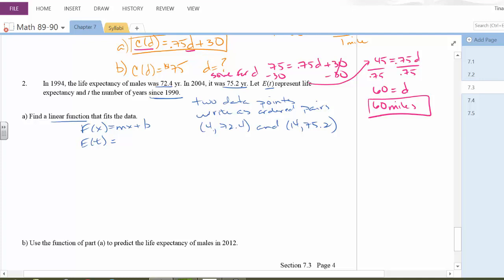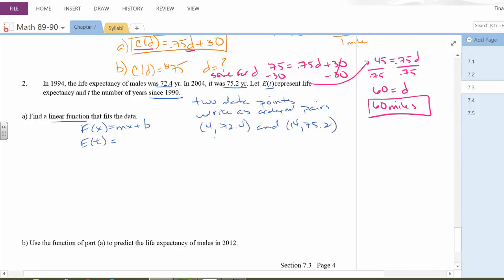So the first ordered pair is 4 years after 1990. The life expectancy was 72.4. For the next one, 2004, how many years after 1990 was that? 14 years. So you get the ordered pair 14, 75.2. Now you're wondering why write them in ordered pair format. Well, I need the slope and I need the y-intercept.